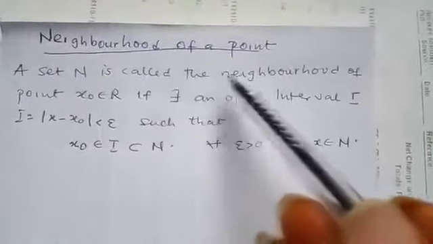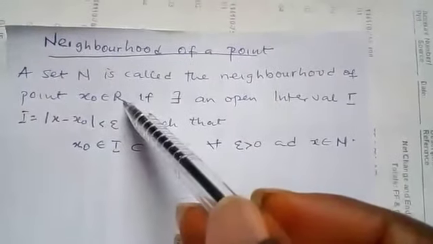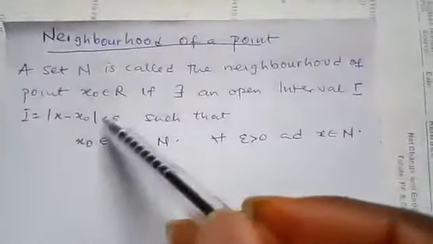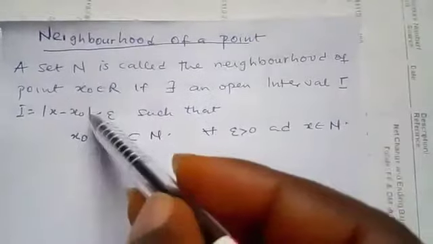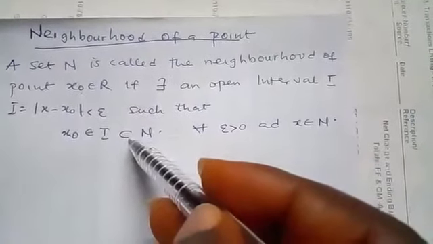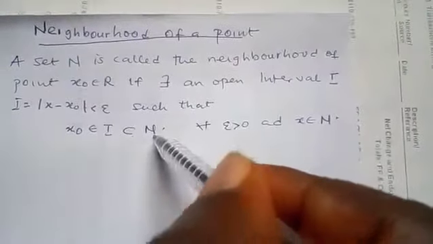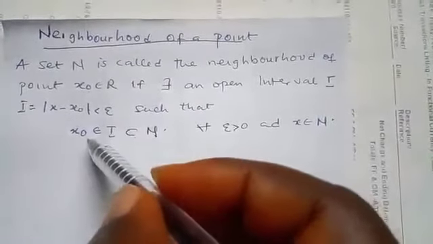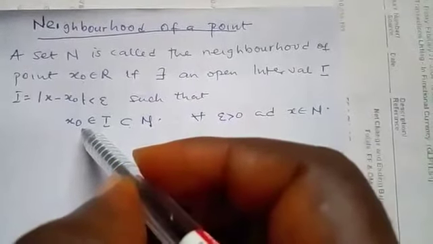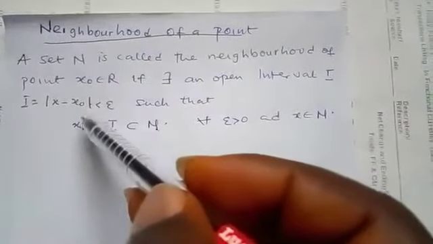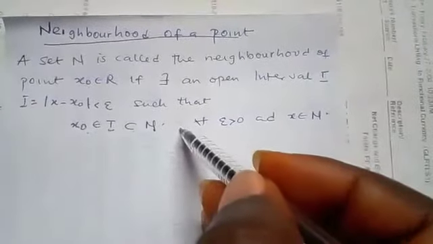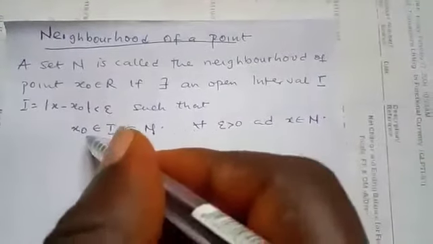Neighborhood of a point. When we talk about neighborhood of a point, we define it as follows. A set N is called a neighborhood of a point S0 if there exists an open interval I such that S0 belongs to the open interval, and the open interval is a subset of N, then we say that N is a neighborhood of S0. So when a point is contained in an interval, and that interval is a subset of a certain set, then that set is a neighborhood of the point.